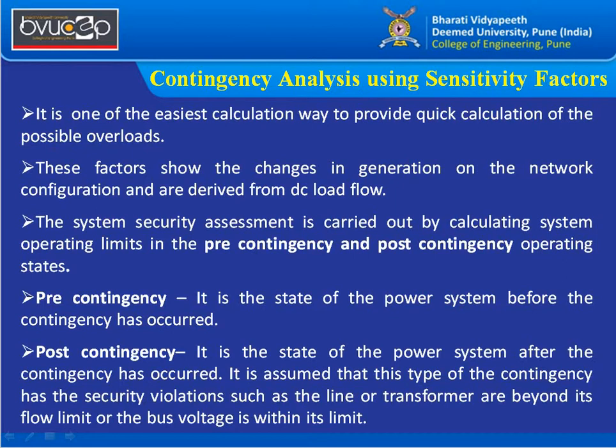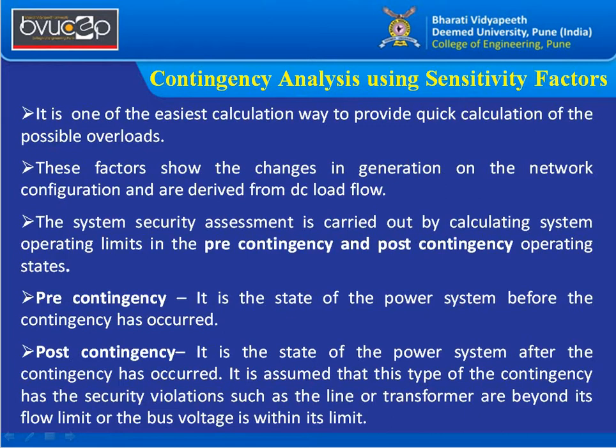System security assessment can be calculated using the pre-contingency and the post-contingency states. How can you compare whether the system is stable or not? We have to do one analysis when the system is in normal condition, and a second analysis when the contingency has occurred.